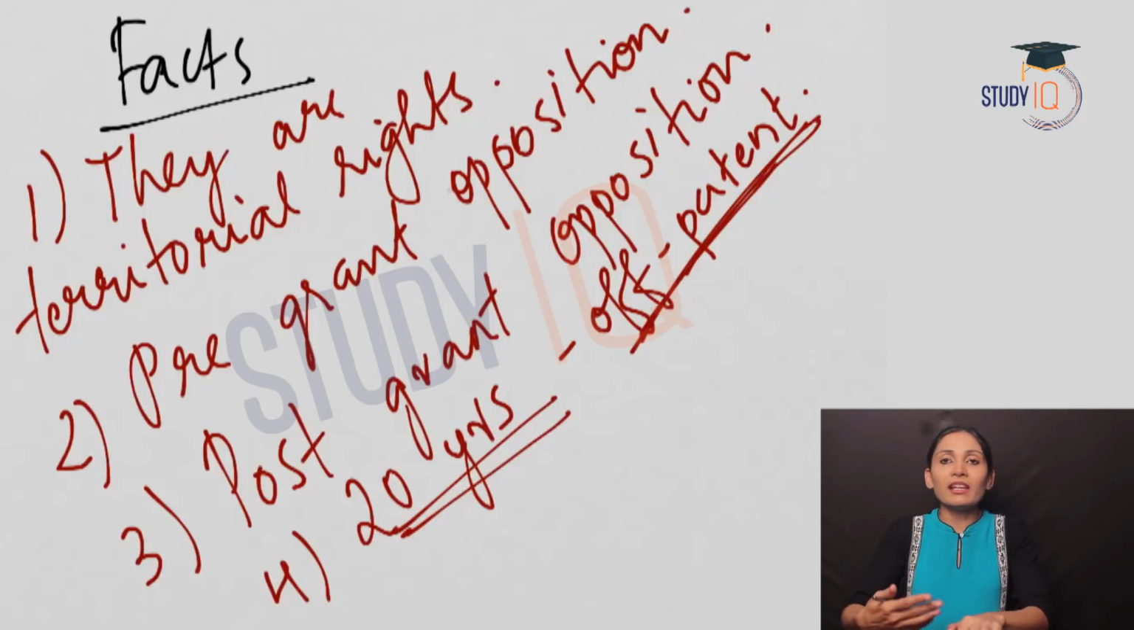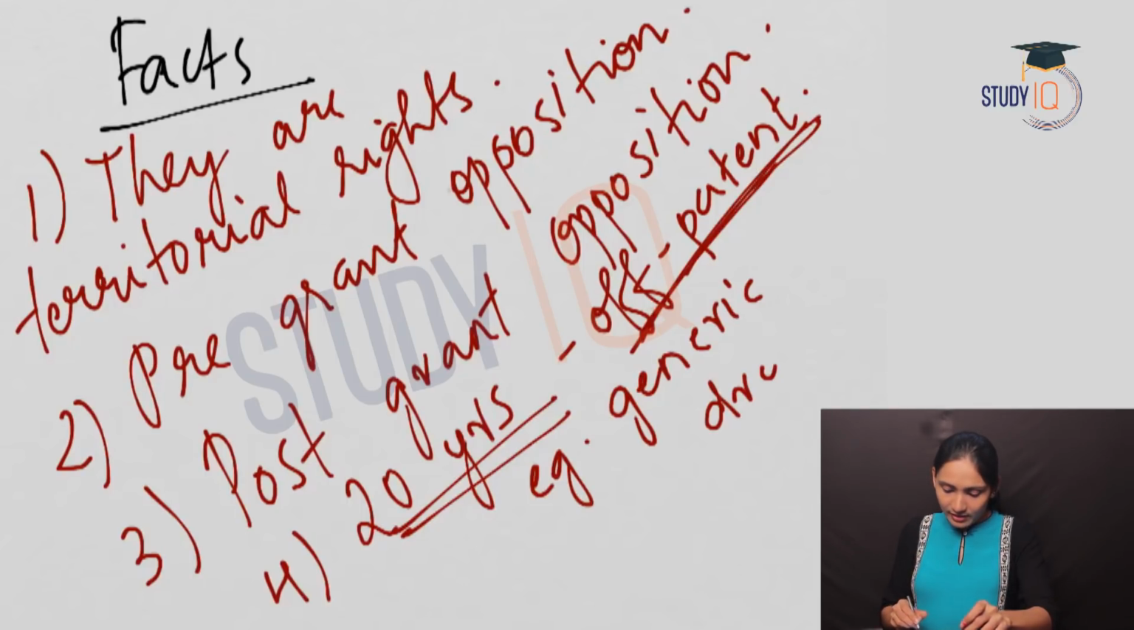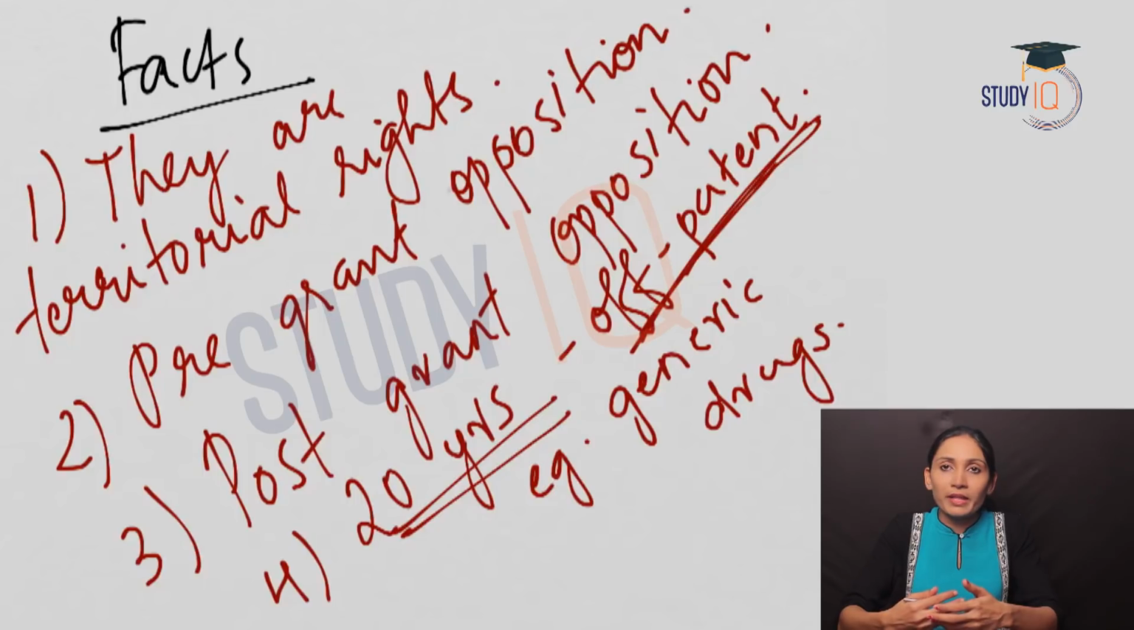The general public can produce this product or the drug. So, example is generic drugs. A particular drug could be patented and after 20 years it becomes off patent. So what happens? Many pharmaceutical companies will produce the same product. That means the composition of the drug would be same. The drug would be exactly the same but under different names, and we call it as generic drugs.